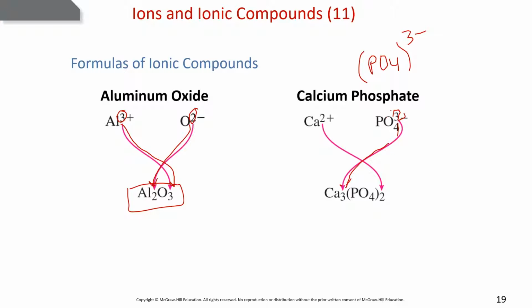And then the 3 goes to the calcium, but then the 2 goes to the phosphate, and it's the whole phosphate. This whole thing gets put in parentheses because I have to show that there are 2 of them.